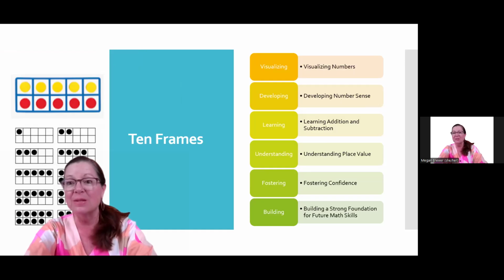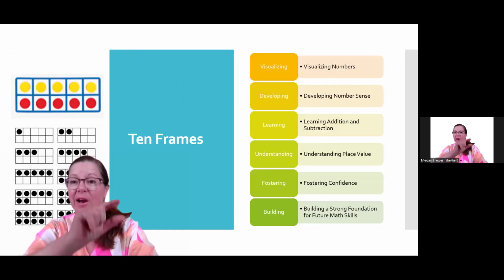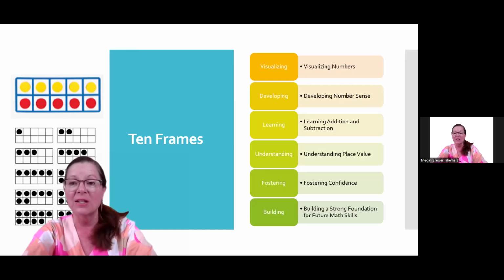The 10 frame is made up of 10 spaces. Some kindergarten teachers like to start with a 5 frame, which is simply the top row, before moving on to the 10 frame. Here's a more detailed look at the benefits.